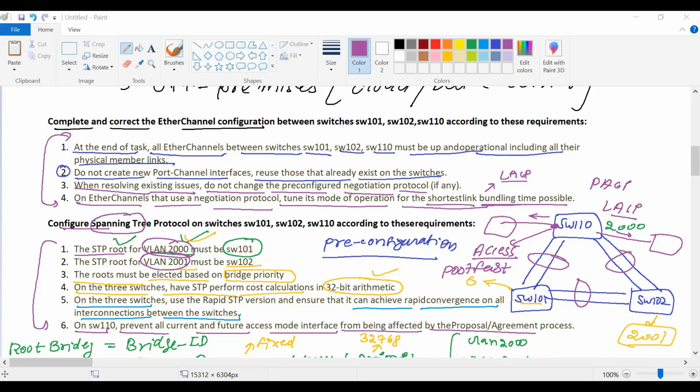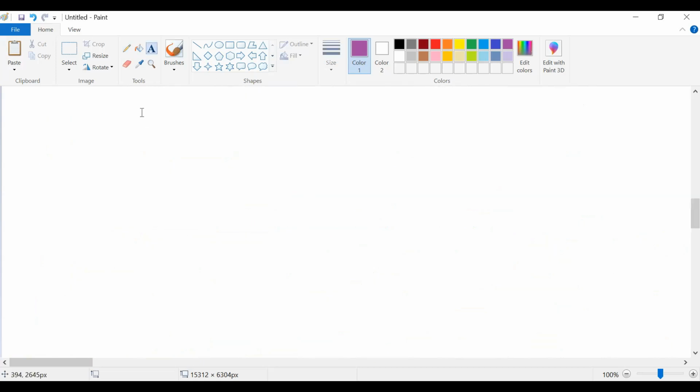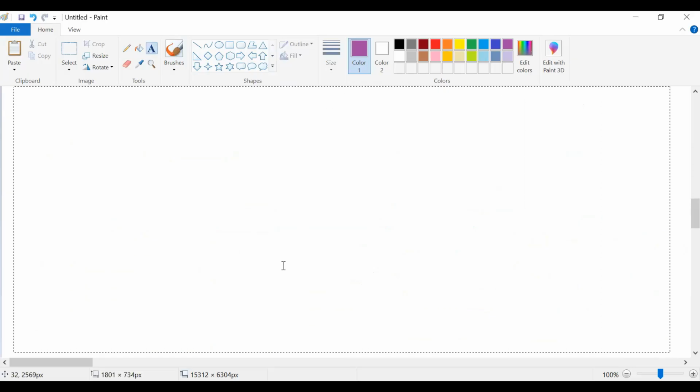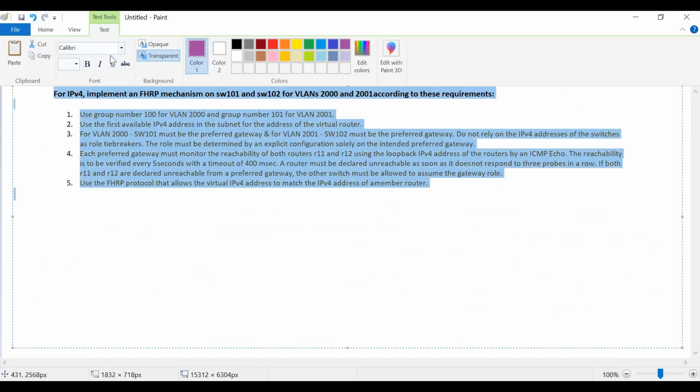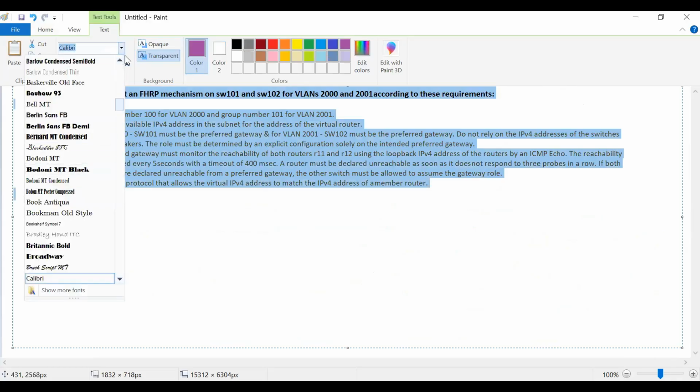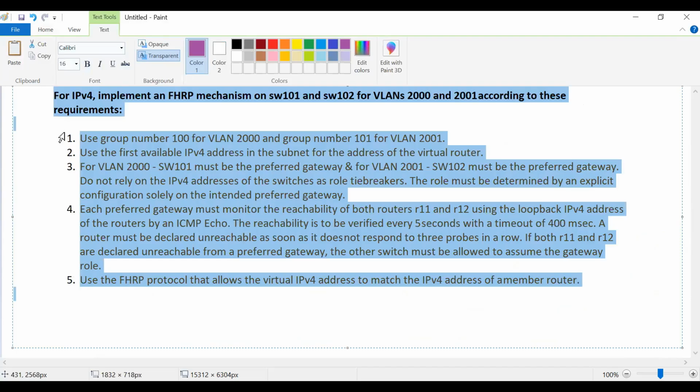Right now we are not making any configuration, or right now we are not doing the lab. I'm just showing you how you'll get the questions in the lab exam. Okay. So, finish it.